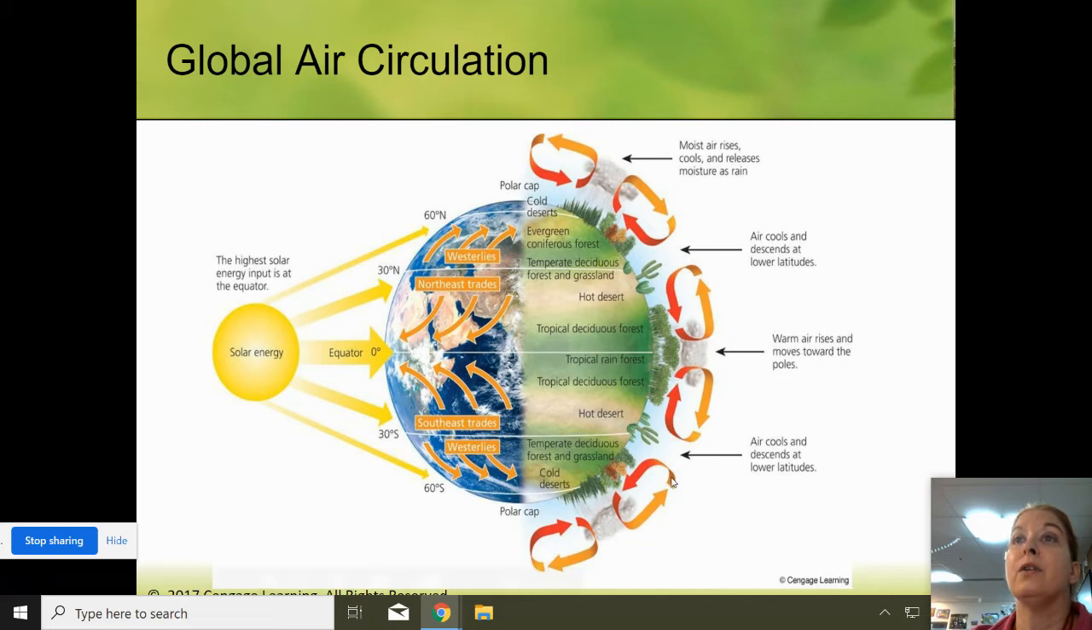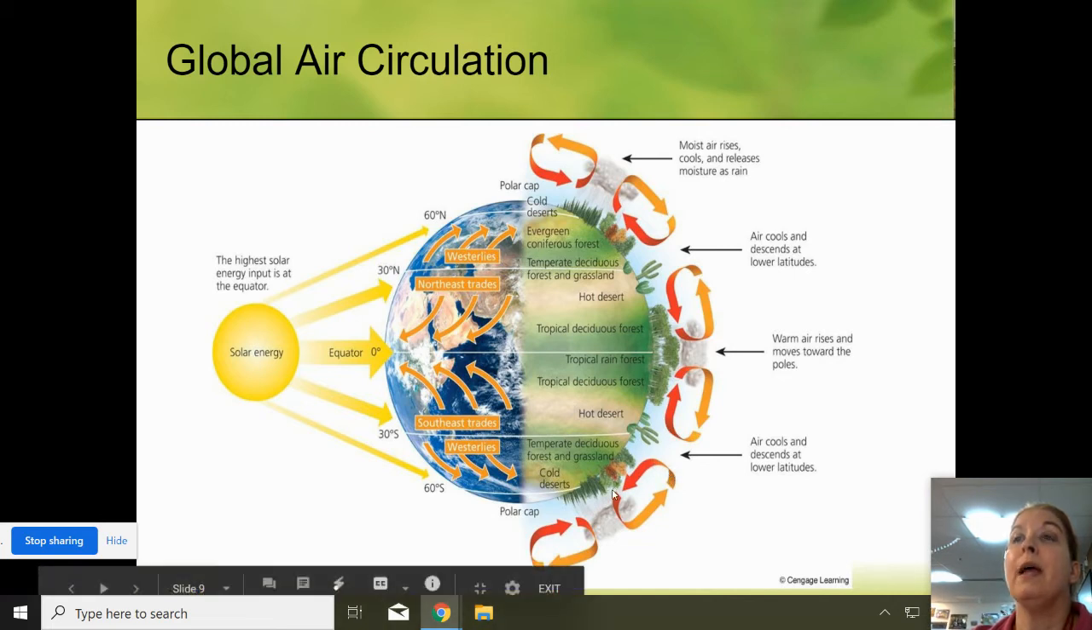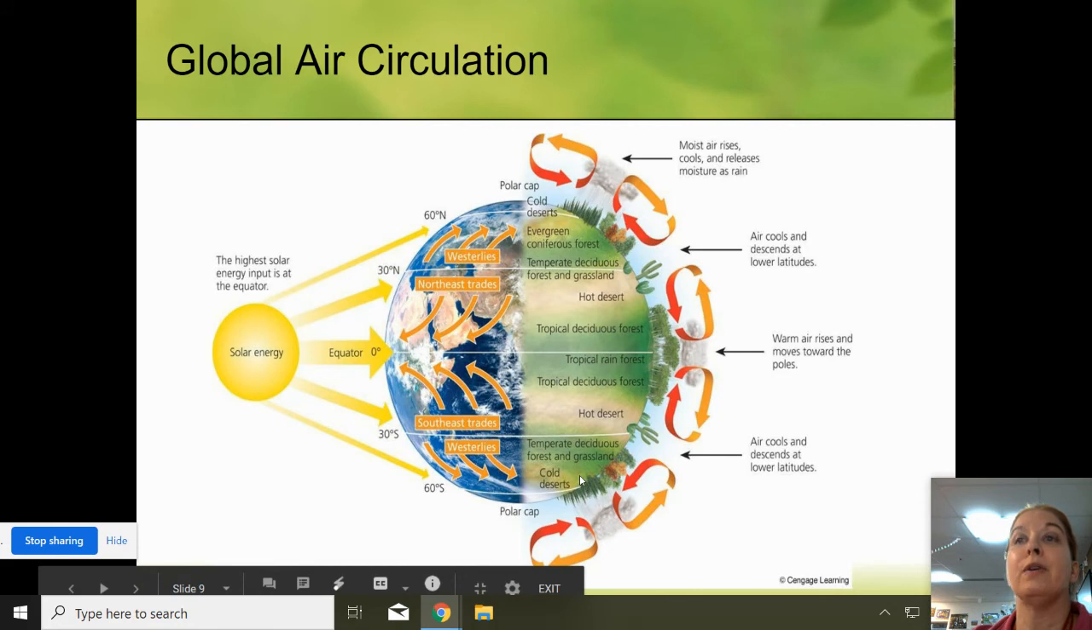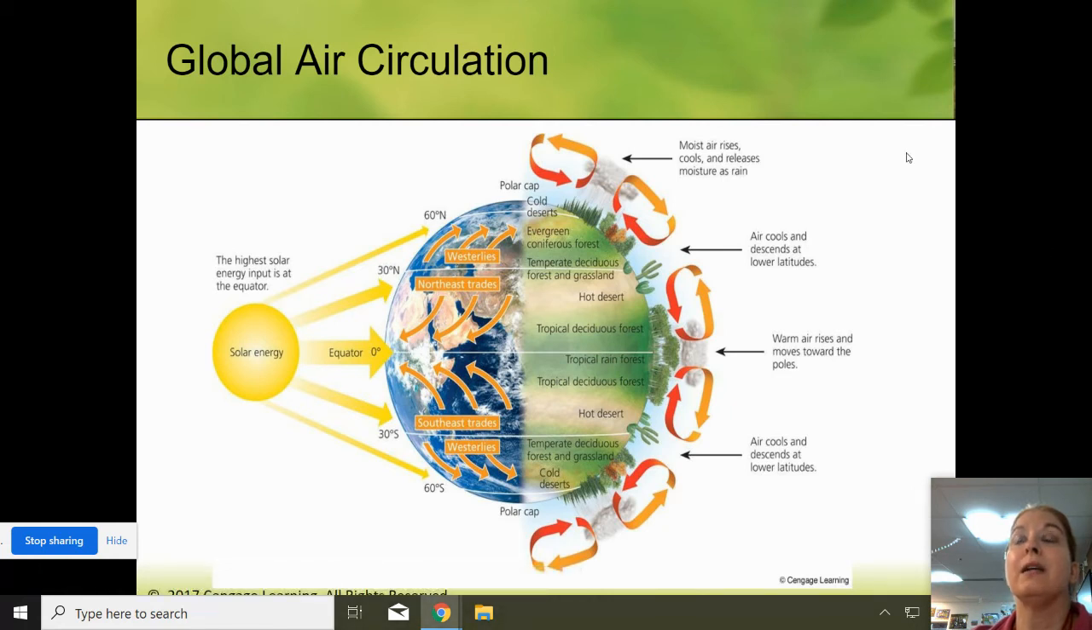Then that air is going to once again kind of get warm and rise, dumping water. And that's where you get your temperate deciduous forests and grasslands. And then above that, where it's the dry area, you're going to get your cold deserts on both sides. And then at the very end, you have your polar caps. So this is kind of the how and the why this is happening. It all comes back to the sun and how it's hitting the earth. And all of these things happen because of how the sun's energy hits the earth.